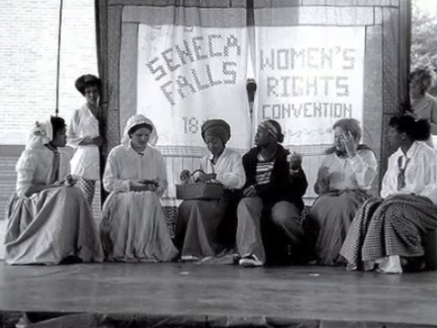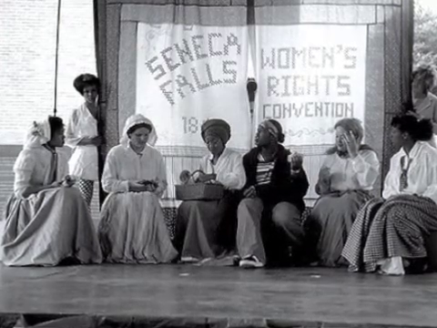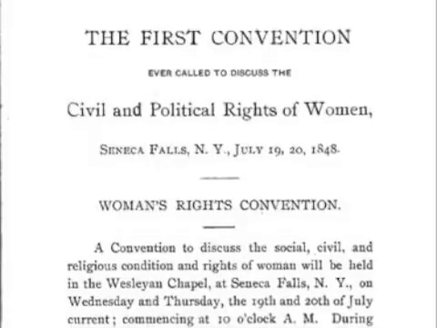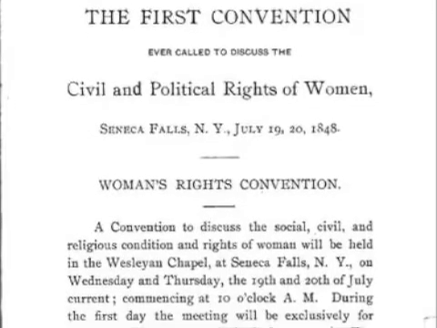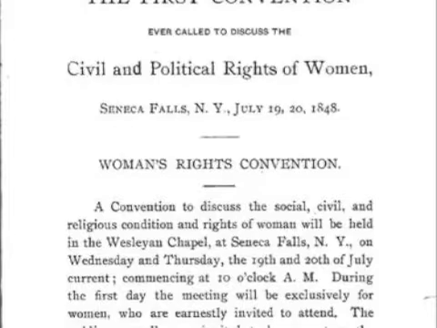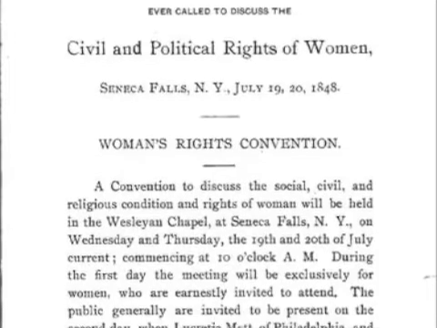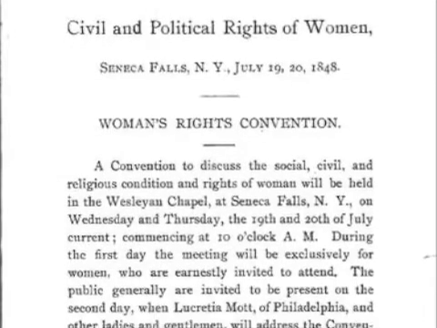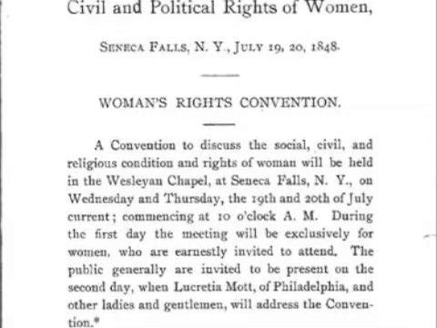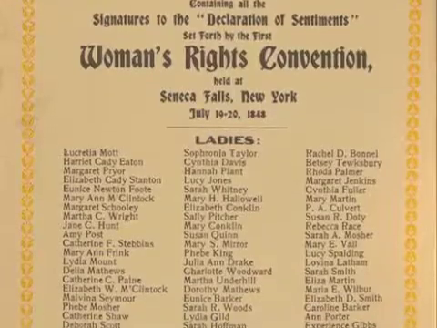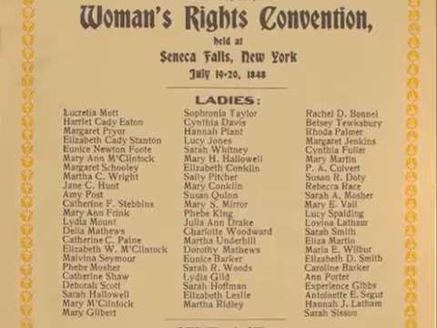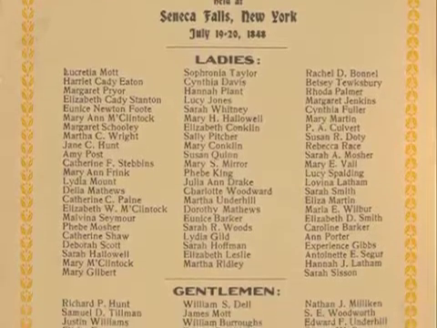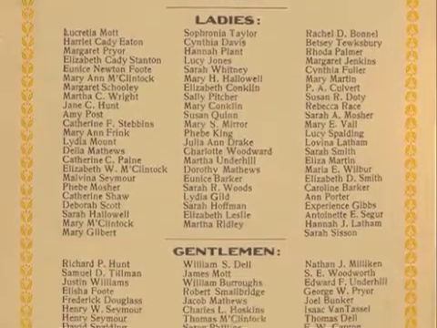The Seneca Falls Convention in 1848 jump-started the women's rights movement by highlighting the discrimination that women were facing in the United States. According to the pamphlet announcing the convention, it was being called to discuss the social, civil, and religious condition and rights of women. During this convention, the Declaration of Sentiments, which outlined the grievances of women, was drafted and signed by 68 women and 32 men.